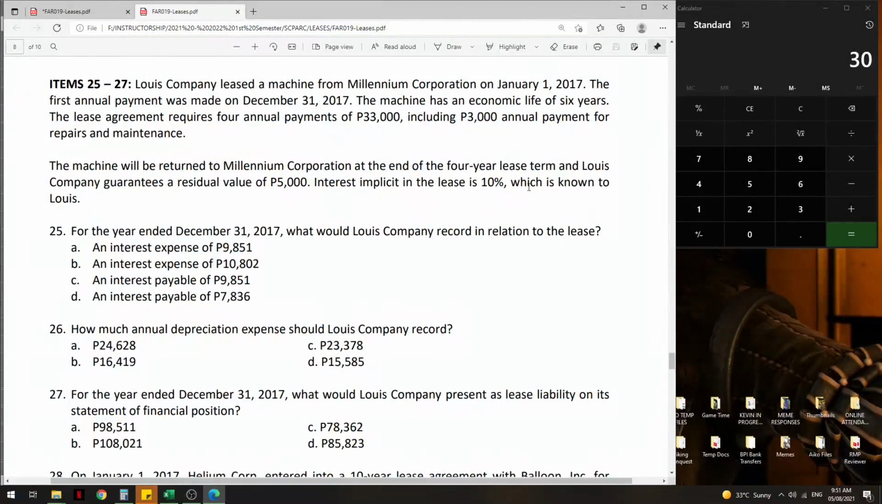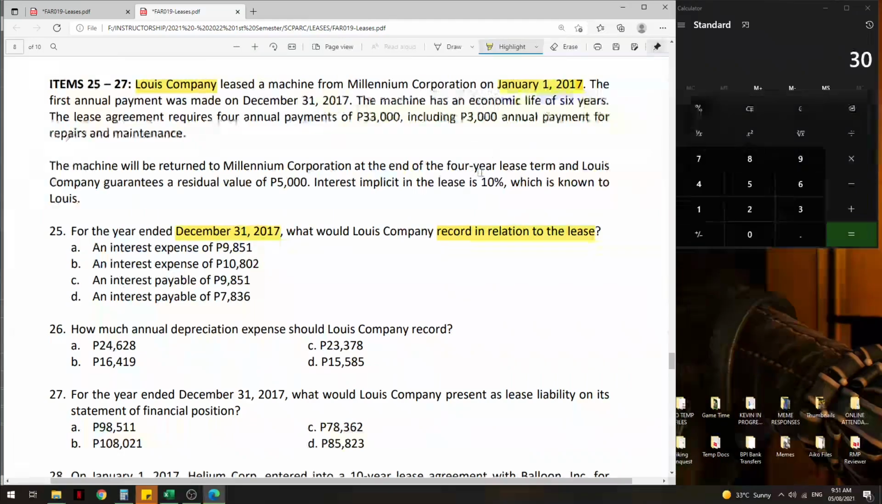Okay guys, for our next problem, we have Lewis Company leasing a machine from Millennium Corporation on January 1, 2017. So let's read the requirements first for this. We have 3 items, 25 to 27. Una, for the year ended December 31, 2017, what would Lewis Company record in relation to the lease? Okay, now this type of questioning is tricky kasi dapat alam mo po kung ano ang lahat ng i-record in a lease on the lessee side.